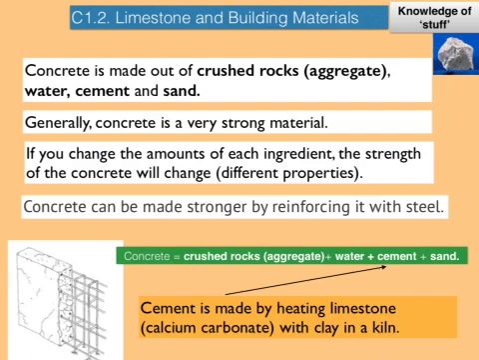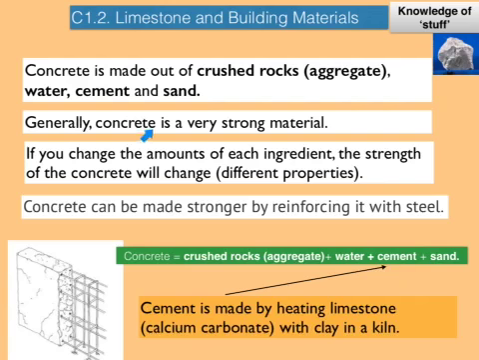The last little bit on this section is about concrete. So you need to know what concrete is made of, what the main ingredients in concrete are, and limestone plays a really important part in this. So concrete is made up of crushed rocks, also called aggregate, water, cement and sand. So those are the four main ingredients: crushed rocks, water, cement and sand.